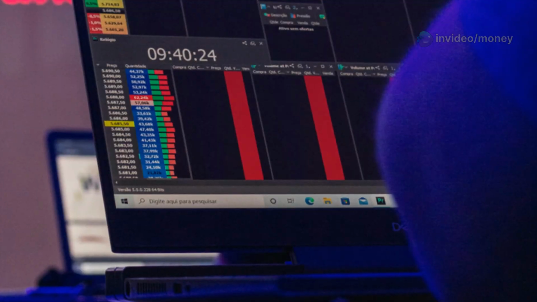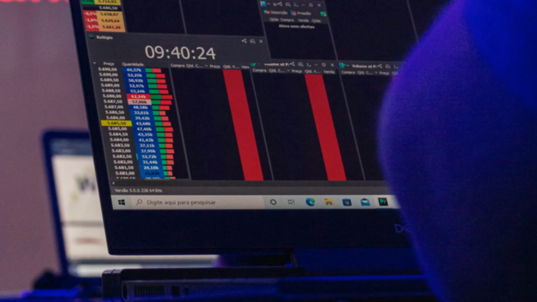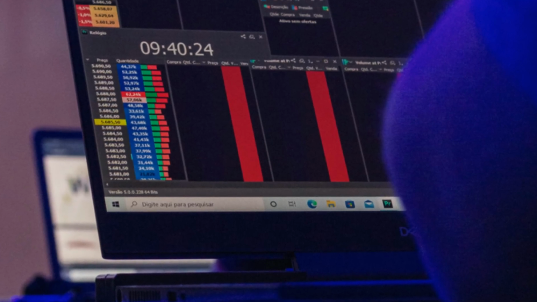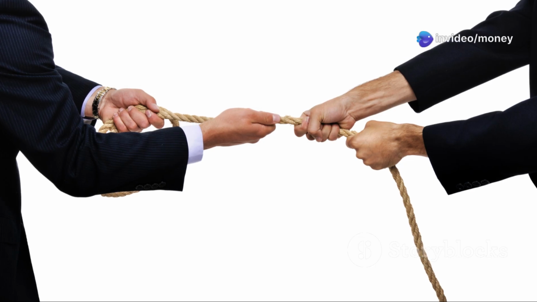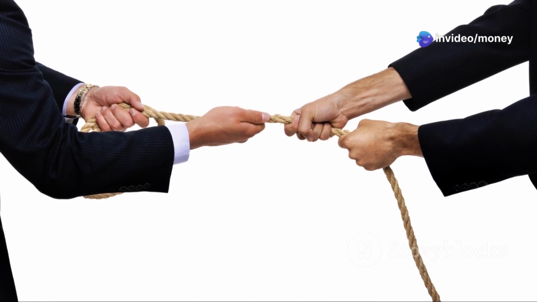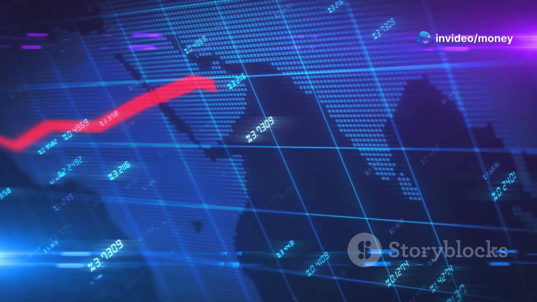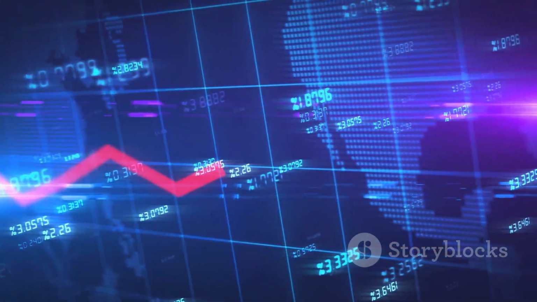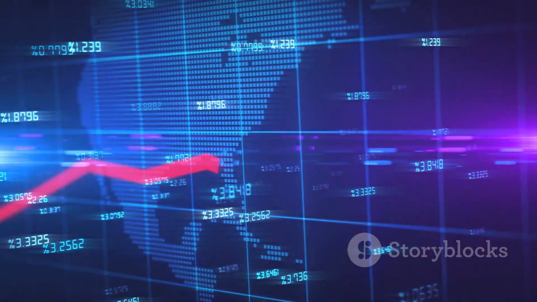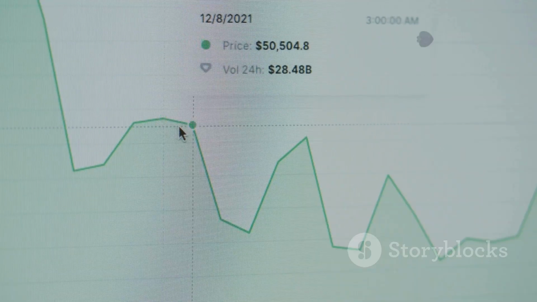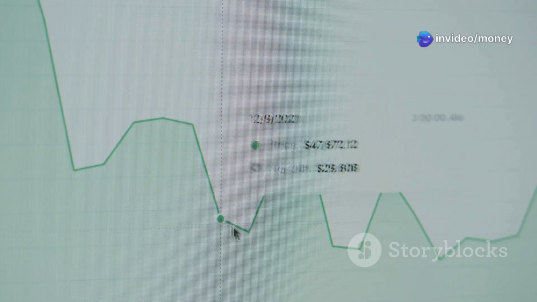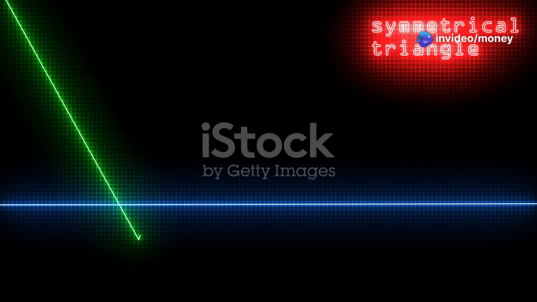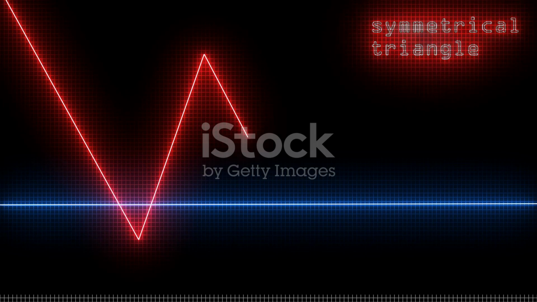This indicator uses two oscillating lines, the VI+ and the VI-, to measure the strength of bullish and bearish price movements. Think of these lines as two competing forces battling for dominance. When the VI+ crosses above the VI-, it signals that bullish momentum is gaining strength and a potential uptrend is brewing. Conversely, when the VI- crosses above the VI+, it indicates that bearish momentum is taking hold and a potential downtrend is on the horizon.